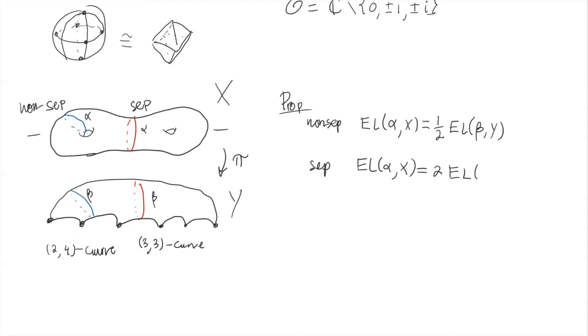So, what's going on here is that a separating curve maps in a 2-to-1 fashion to the curves downstairs, whereas for the non-separating curve, it maps in a 1-to-1 fashion. So if I take the curve beta downstairs, it really has 2 lifts above. And so that's what makes this difference of a factor of 2 in that case. Okay.